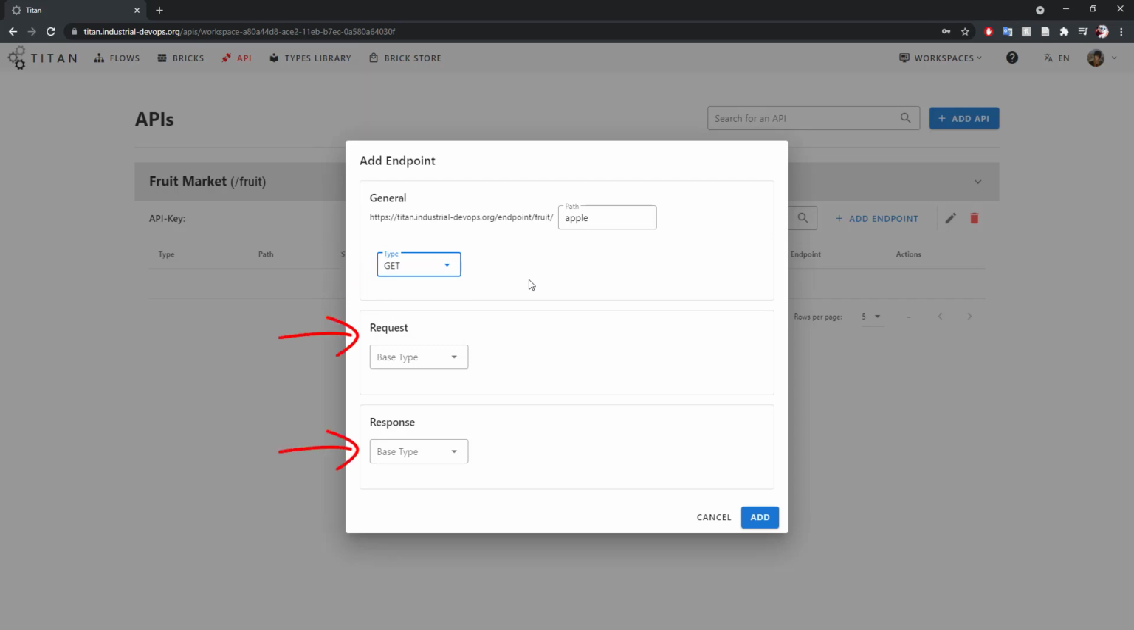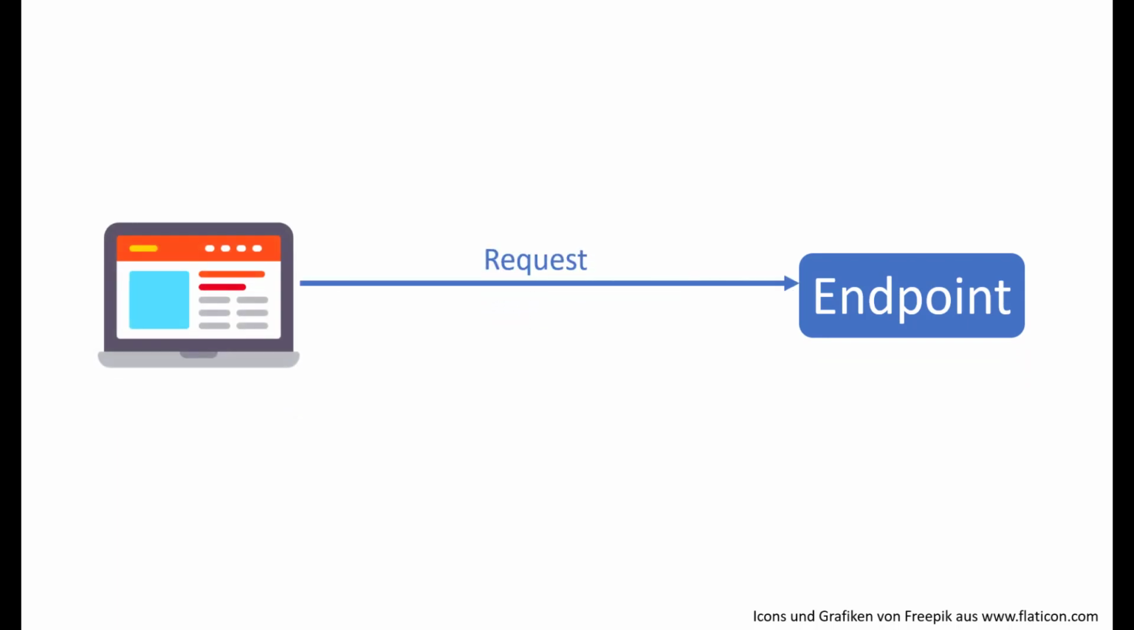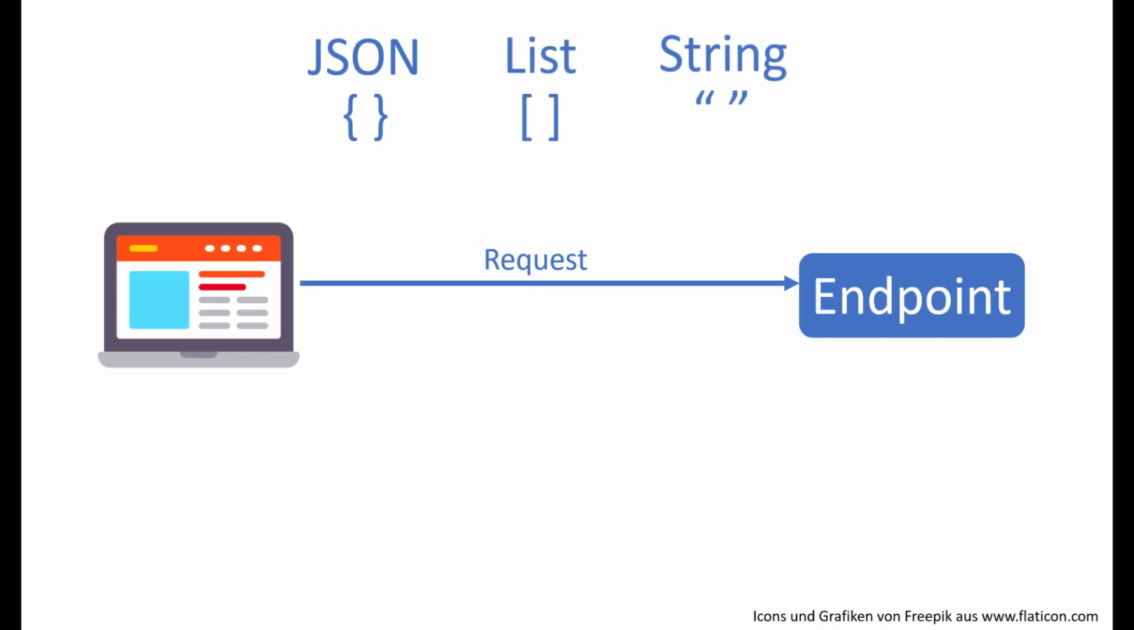But what about these two here, request and response? Alright, so the thing is that when you have an endpoint and you try to ask for something, you send a request, and with that request you can send data in the form of JSON, list, or just a string. And the answer of the endpoint that you get is the response. That is also in the form of JSON, list, or string.